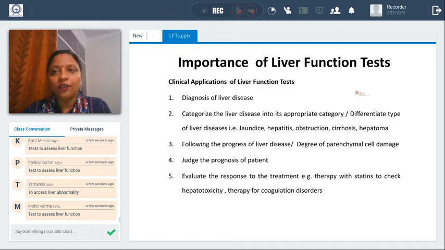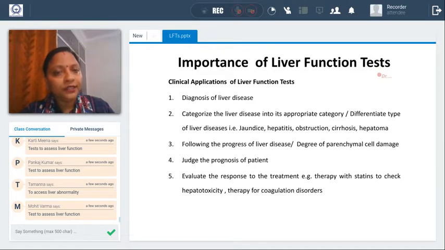So, what is the importance of liver function tests? We can say the clinical applications of liver function tests. First, it helps in the diagnosis of liver diseases and categorizes them, or we can say differentiates types of liver diseases like jaundice, hepatitis, obstruction, cirrhosis, hepatoma. There is a little difference between all of them, so it is very important. Following the progress of liver disease and the degree of parenchymal cell damage is also important for the clinical aspect of liver functions.